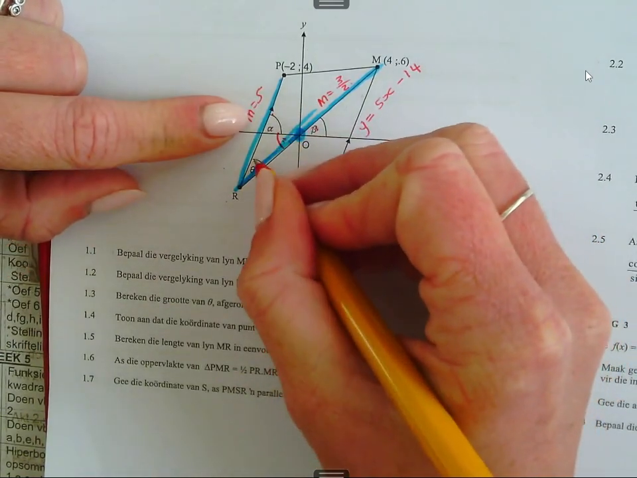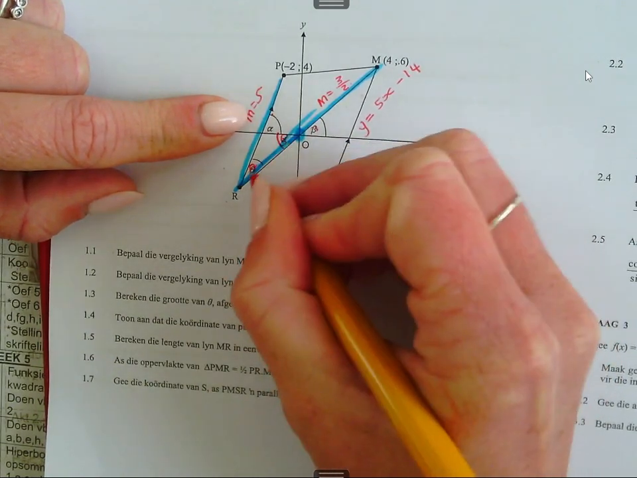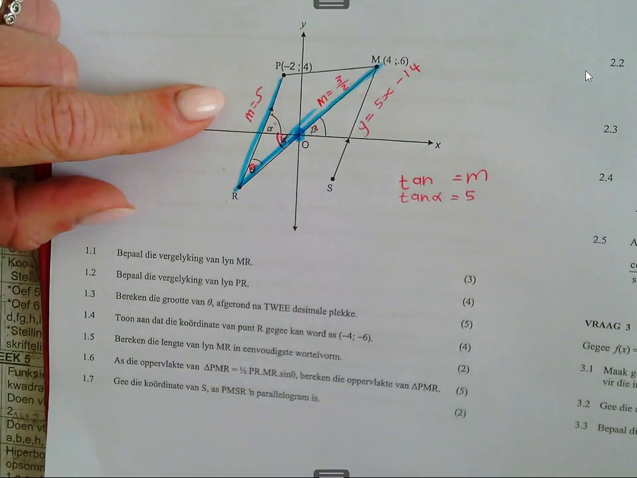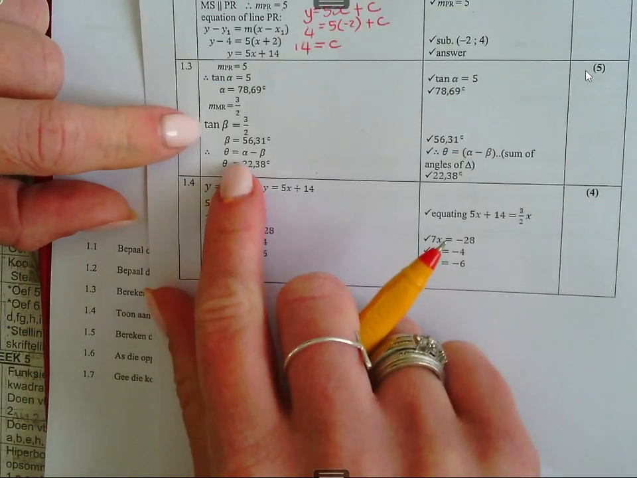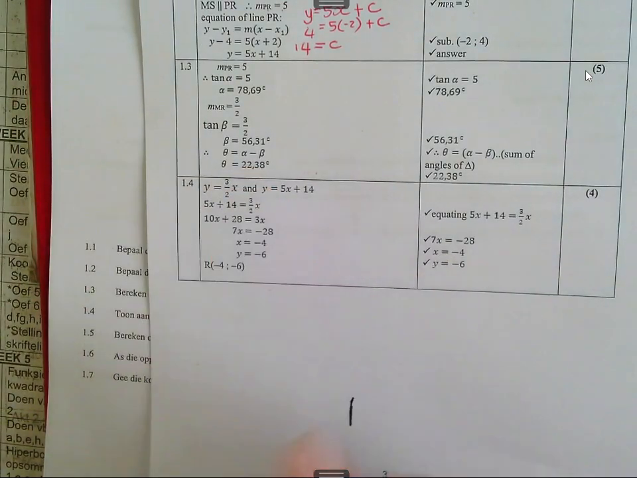and then you will notice that theta and beta together are the opposite interior angles of the exterior angle, which is alpha, and that's why we do the subtraction sum there to find theta to be 22,38 degrees.